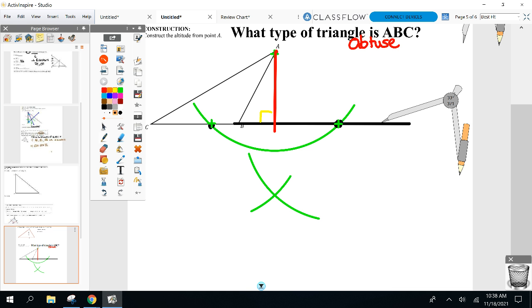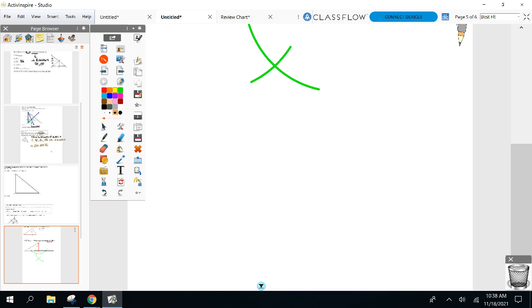Okay, I want to go to another type of triangle. Sketch yourself, we're not going to construct this, sketch yourself a right triangle. Wherever you have room, below that construction. Sketch yourself a right triangle. Put your right angle symbol in there. Don't make any construction marks, nothing.